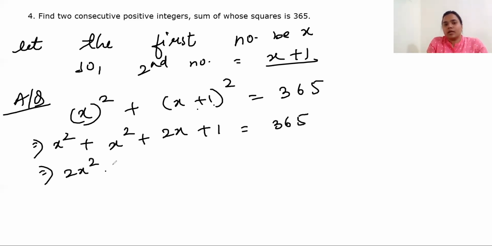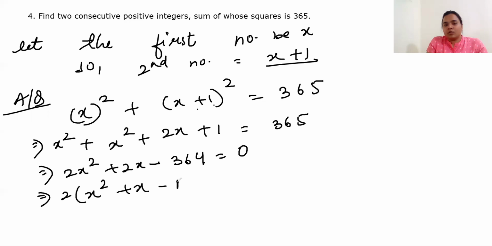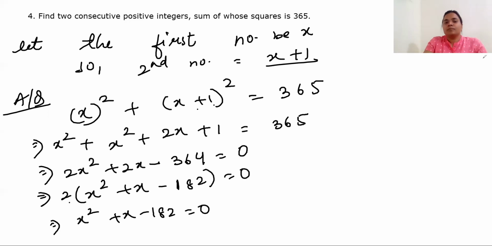In this, 2x square plus 2x minus 364 is equal to 0. I can take 2 as common, and taking 2 to the other side, that will become 0. So x square plus x minus 182 is equal to 0. Again, I got a as 1, so I'll factorize 182 only. I'll get the factors 2, 7 and 13, and I have to get 1 in this. So I will take 14 and 13, and this time I will subtract 14 minus 13.